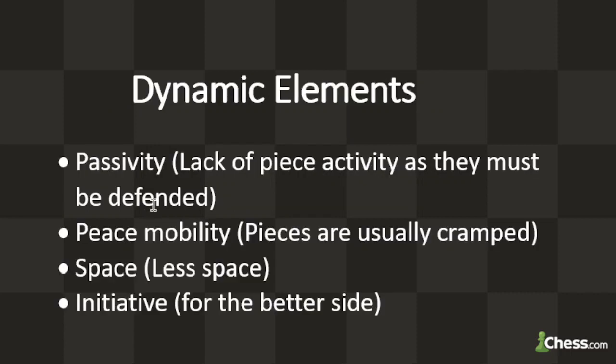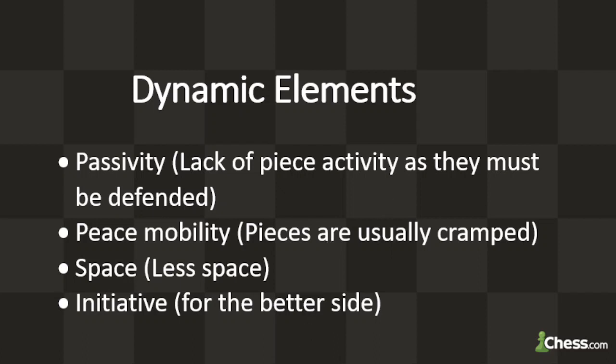Now, we have the dynamic elements, which are born from the strategic nature of the pawn or of the position. Now we have passivity, which is the side that has the backward pawns. There's lack of piece activity, as the backward pawns must always be defended, so that's passive. Because there's passivity, that means there's also less piece mobility because the pieces are usually cramped and are behind the backward pawns. And then obviously there's less space for the side with the backward pawns, meaning the person with the better side would have more space. There's pros and cons. And then of course the better side will always have what we call the initiative.